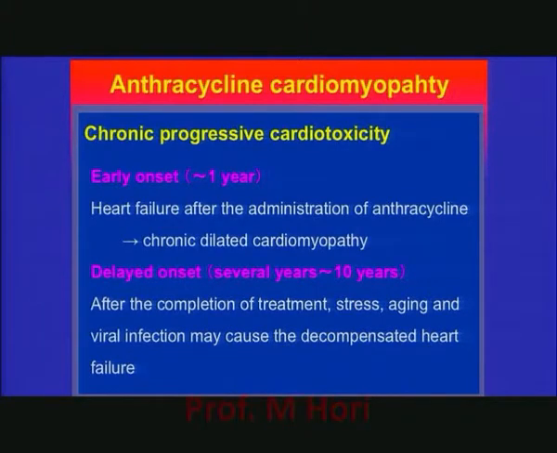And chronic progressive cardiotoxicity is classified into two types. Early onset, within 1 year: heart failure after the administration of anthracycline causes chronic dilated cardiomyopathy-like pathophysiology, and it occurs within 1 year. And surprisingly, delayed onset: in some patients, several years or even 10 years after the completion of the treatment, stress, aging, or a viral infection may cause a decompensated heart failure.